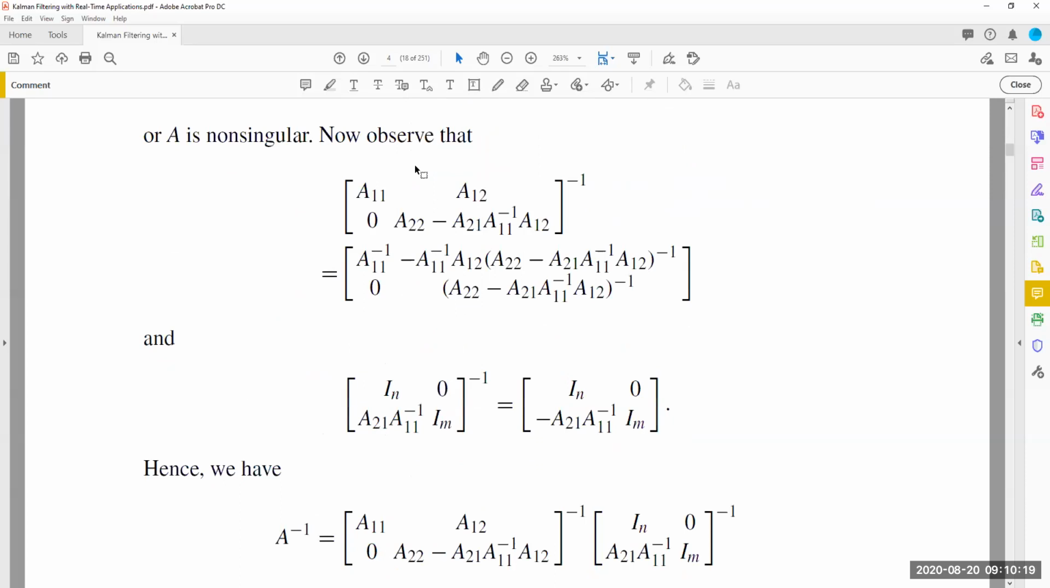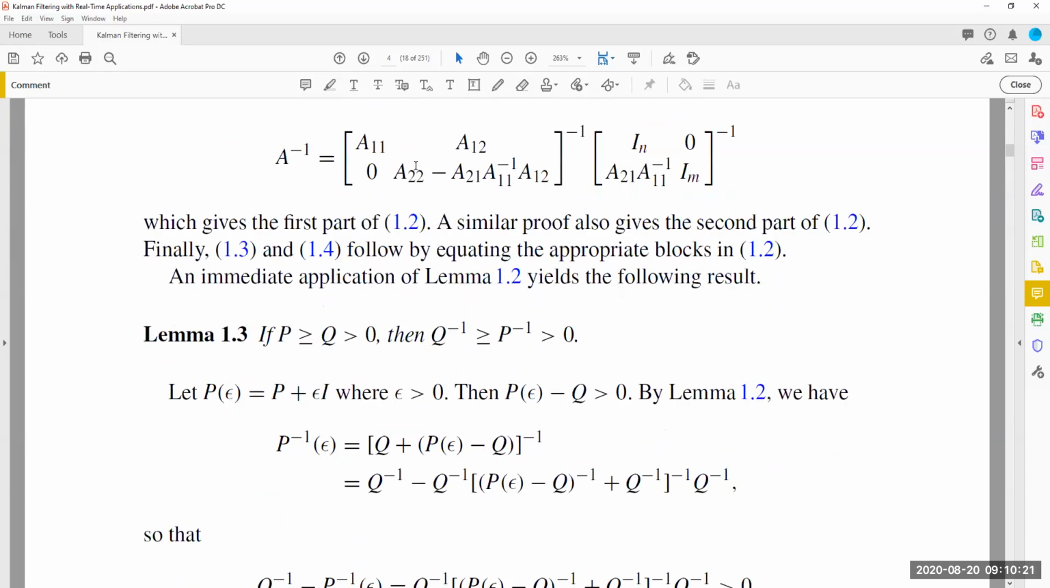I will not show you the proof. Let's move on to the next one. The third one is very interesting because it doesn't require the matrices P and Q to be symmetric. If it's symmetric, the proof should be very easy. But if that's not symmetric, if P is greater than or equal to Q, which is greater than 0, then Q inverse is greater than or equal to P inverse, which is greater than 0. So here, we do not require P or Q to be symmetric.